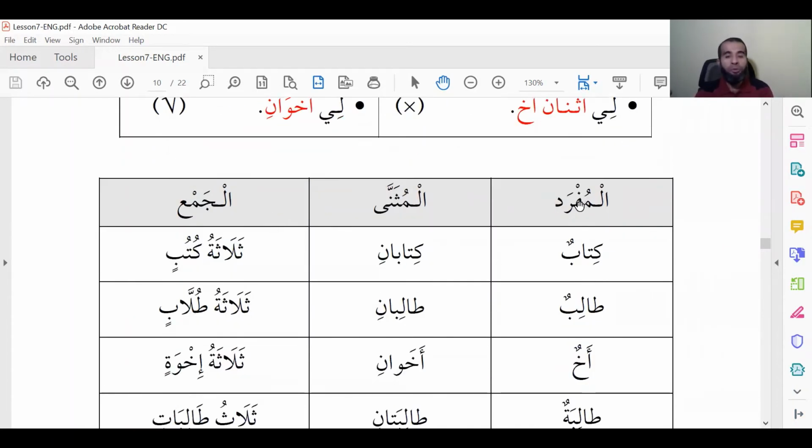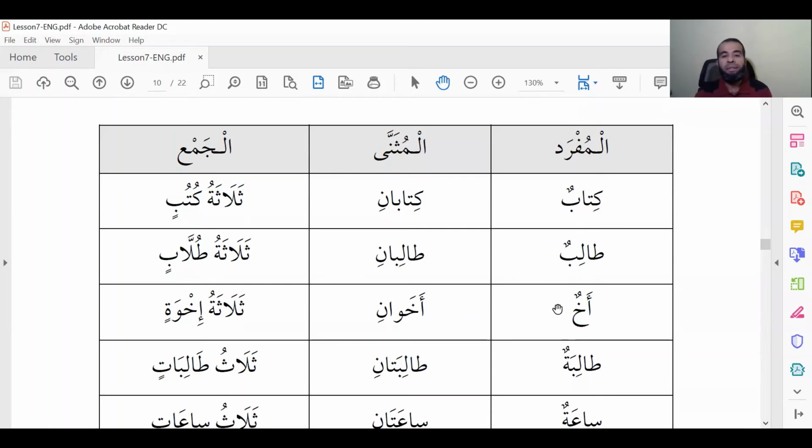Here المفرد، المثنى، الجمع. المفرد كتاب، المثنى كتابان، الجمع ثلاثة كتب، or أربعة، خمسة، ستة، سبعة كتب. المفرد طالب. Look at the difference between مفرد، مثنى and جمع. طالب، طالبان، ثلاثة طلاب. أخ، أخوان، ثلاثة إخوة.